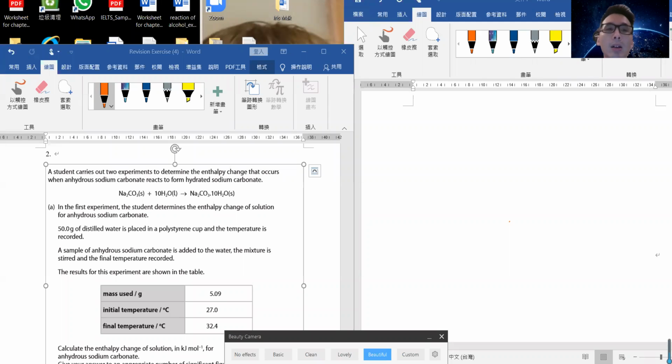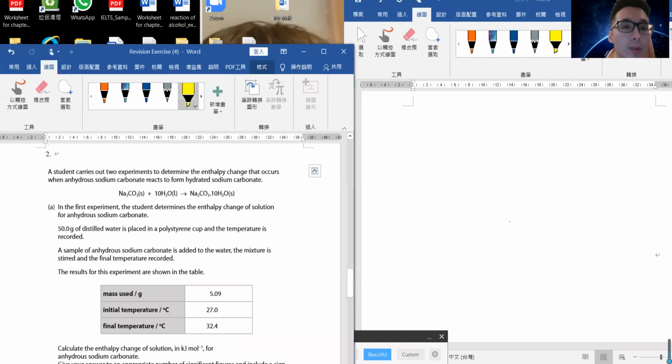Okay, now we have to continue to check the answer for question 2. Question 2 is an enthalpy question. It's basically finding the enthalpy change of reaction when an anhydrous salt is turned into a hydrated one. Can you see that? Anhydrous to hydrated one.